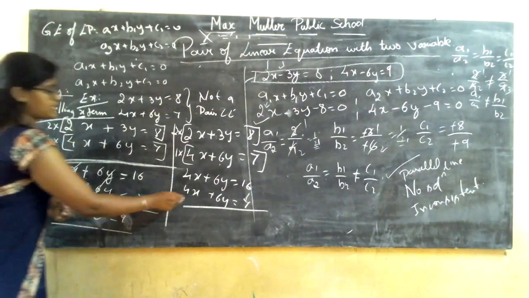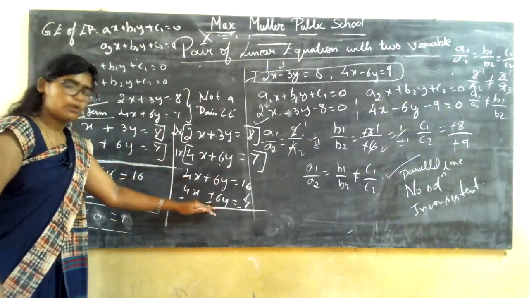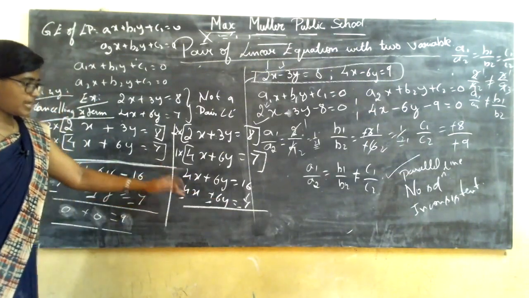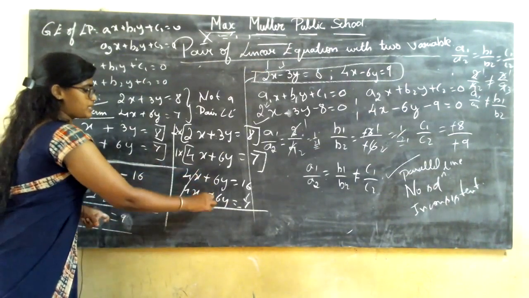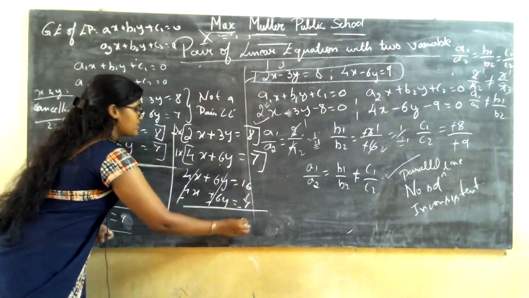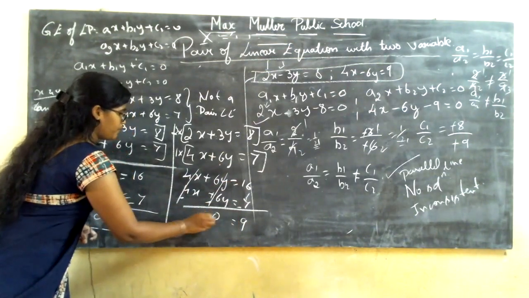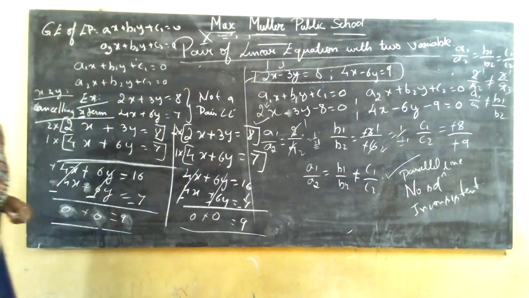Now, what is the next condition? You need to change the sign for the below equation, not the above equation. The below equation you are going to change the sign. Then it is plus 4 and minus 4, again it cancels. Plus 6 minus 6, again it gets cancelled. 16 minus 7 is 9. So what is the value you get? You get 0 plus 0 is equal to 9.